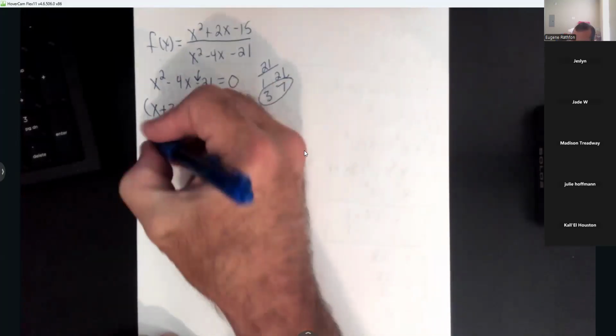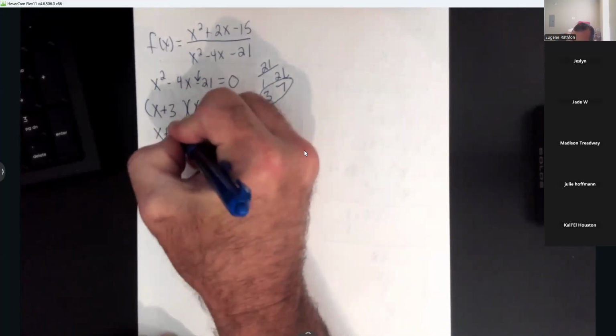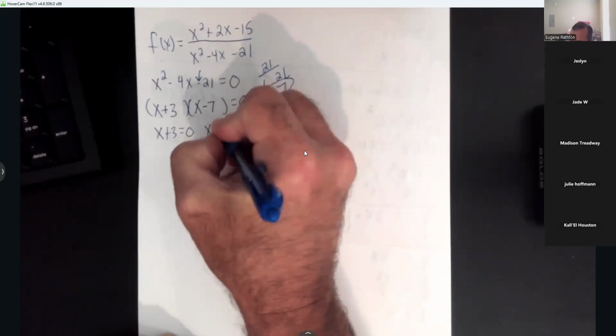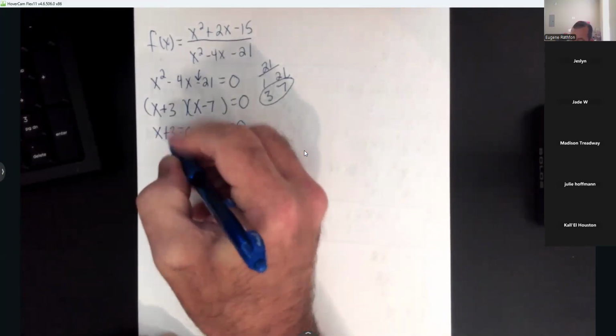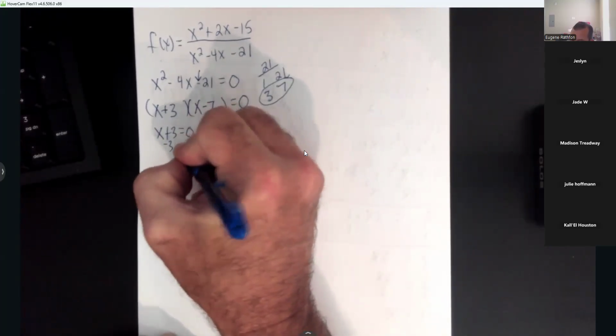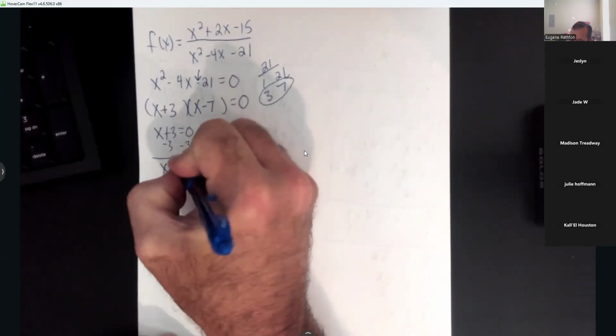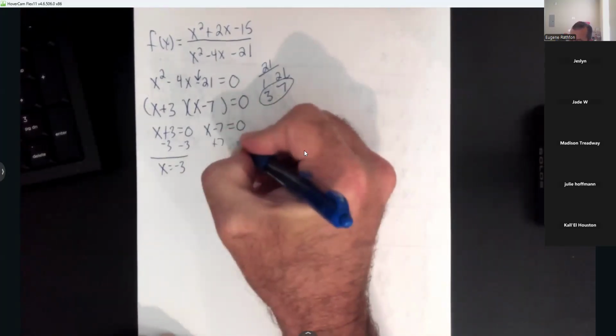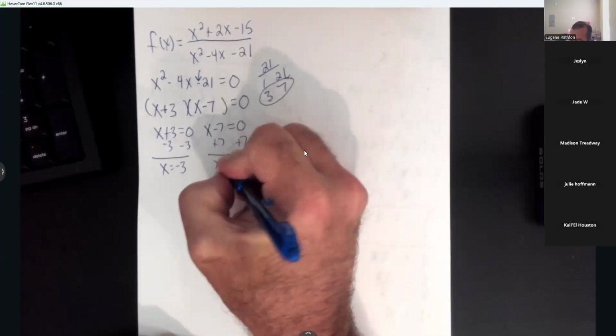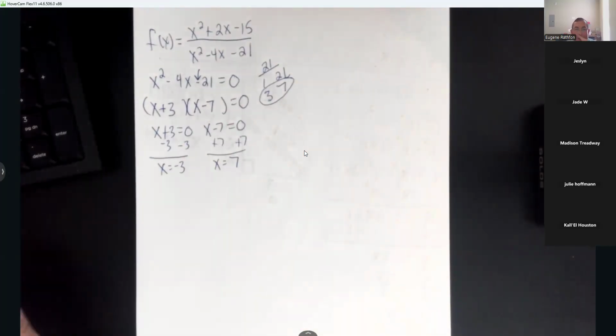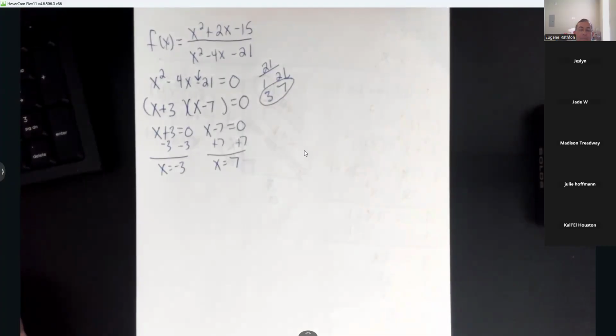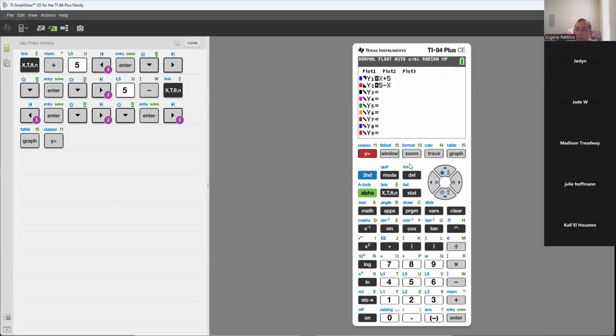All right, so now we're not done. We actually got to solve both of these by setting them equal to 0 to finish this. So here you would subtract 3. And on this one, you would add 7. Okay? And let me show you. If you're weak at factoring, like I said, go to your calculator. Let me clear everything off.